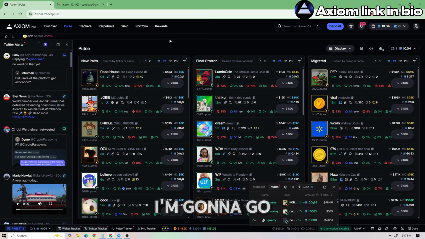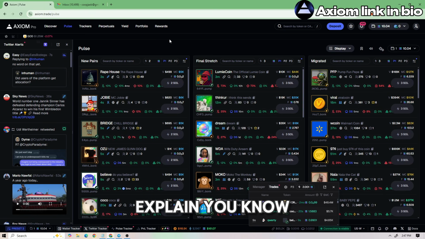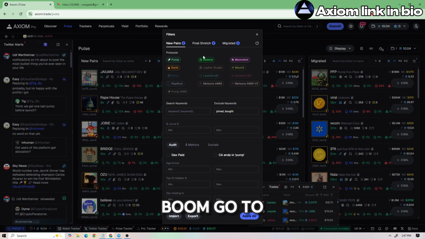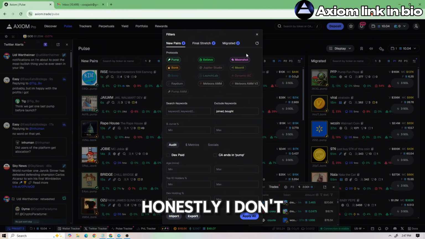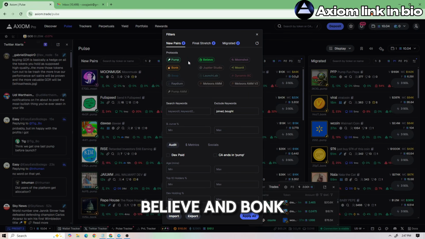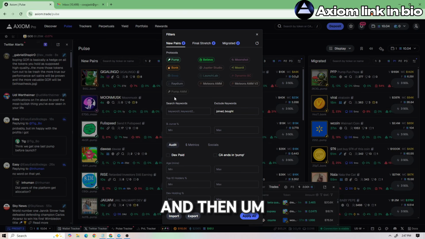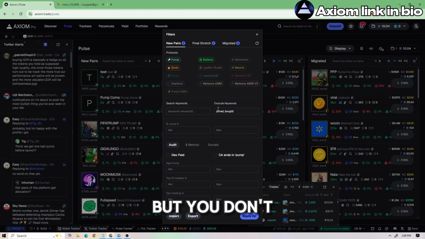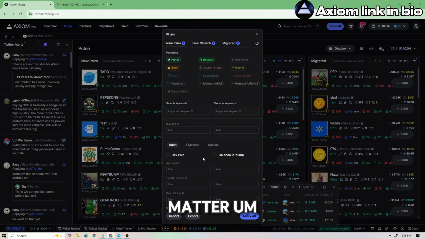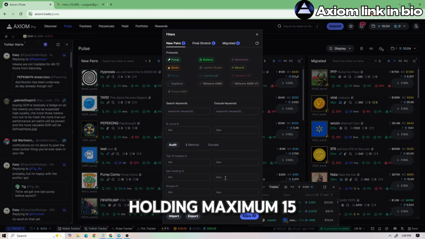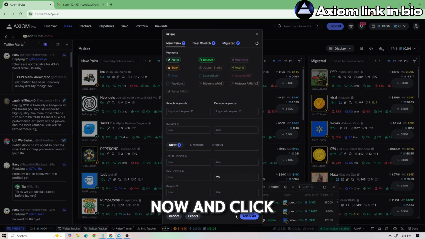Now, real quickly, I'm going to go through these filters and I'm going to explain why I use some of them. So first, new pairs, right? Boom, go to filters. Now I have pump, bonk, believe, and then sometimes moonshot. Honestly, I don't know why I still have this on. You should have it off because moonshot's kind of dead recently, so you should have pump, believe, and bonk on your protocols. And then keywords, I just have these in here because these are some scam coins that were coming out like a couple days ago, but you don't really need these in there. It doesn't really matter. And then all I have for new pairs is dev holding. I have dev holding maximum 15 to 20%. We're just going to say 20% for now and click apply.